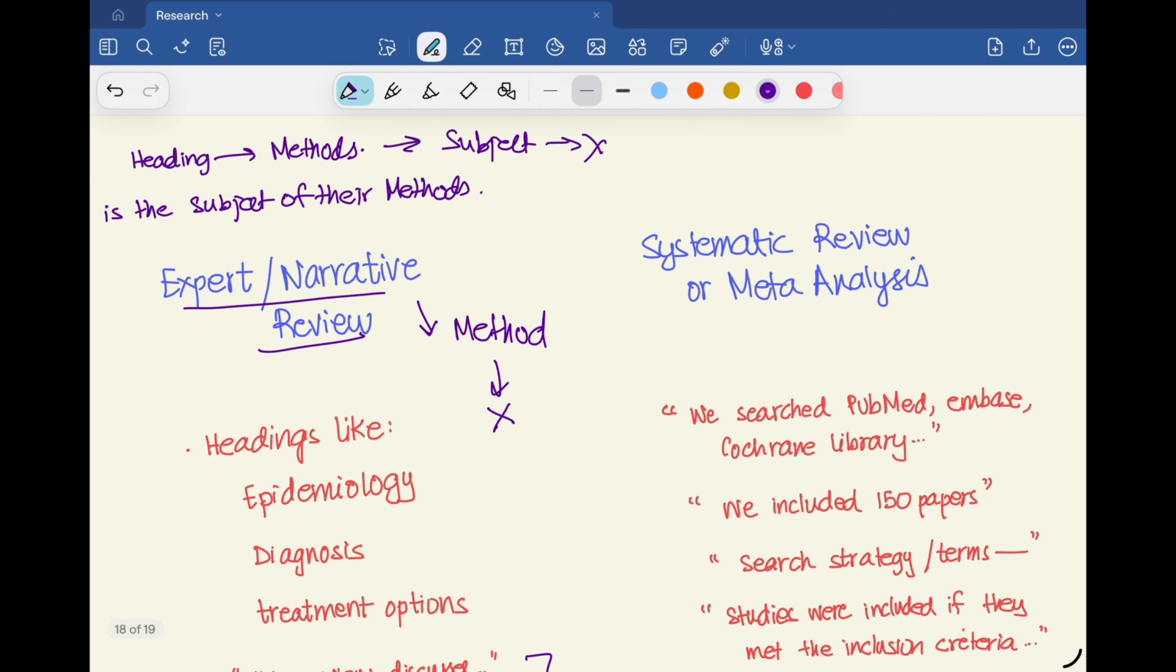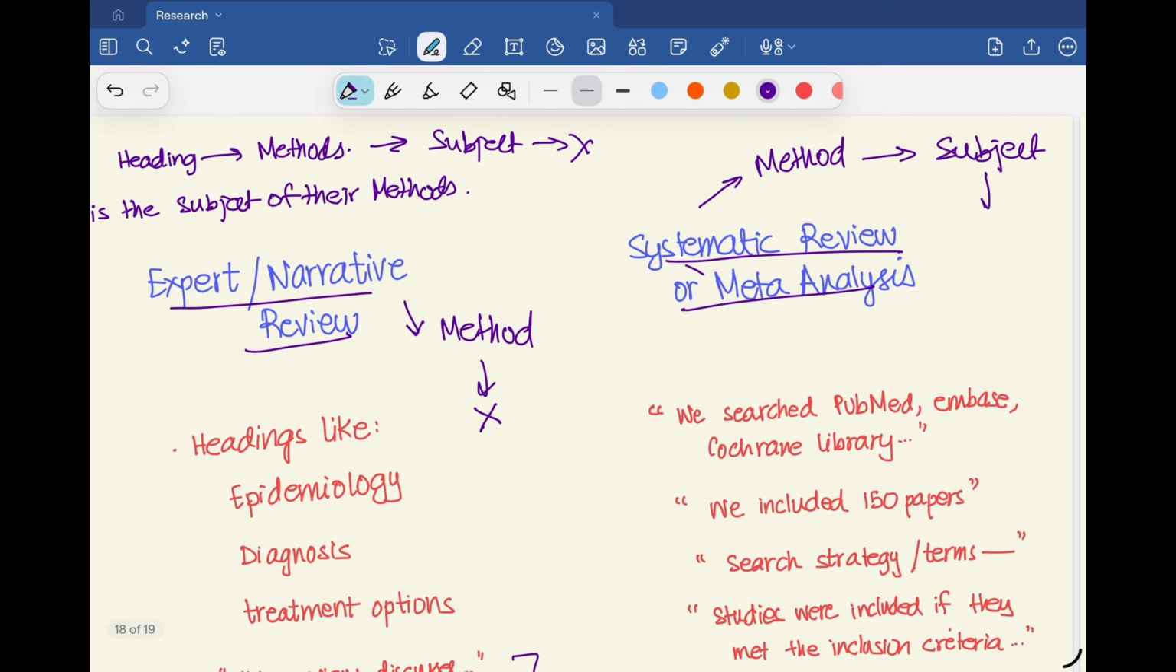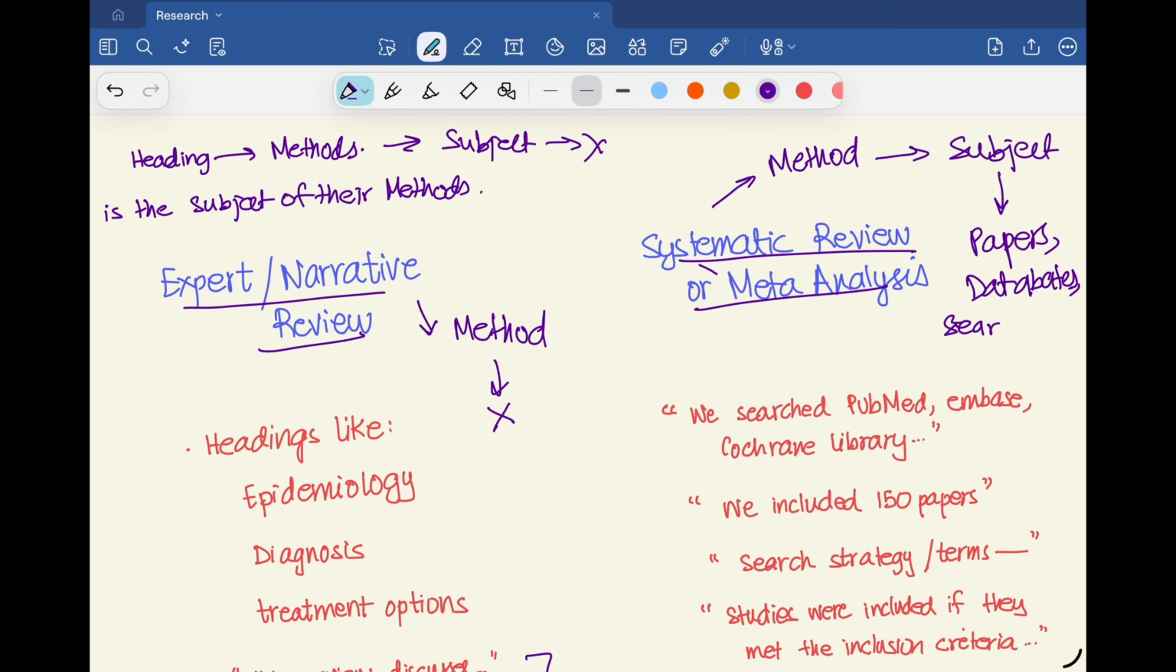Okay, so the third type of article, research article, is a systematic review or a meta-analysis. Now, when you scroll down to the method section of a systematic review and meta-analysis, you're going to again look for the subject. Now, the subject of a systematic review and meta-analysis is not human, is not animals, but the subject of a systematic review and meta-analysis are papers and databases such as PubMed, Embase, Scopus, Cochrane, and all of that. Okay, and even search strategies. So you're going to look for these terms in the method section.